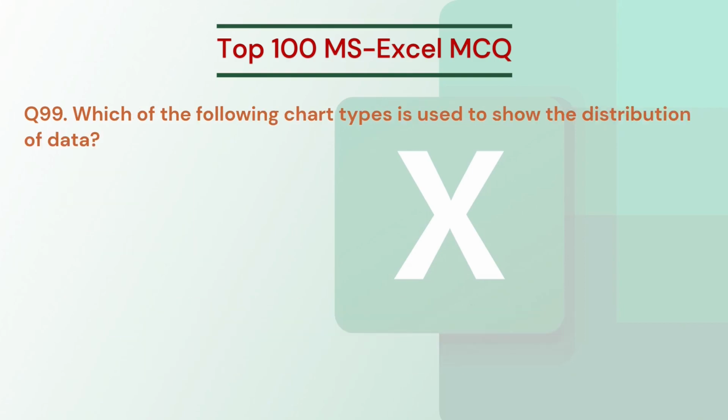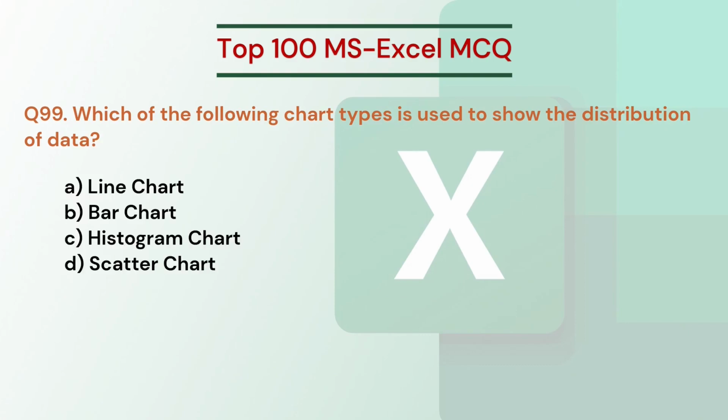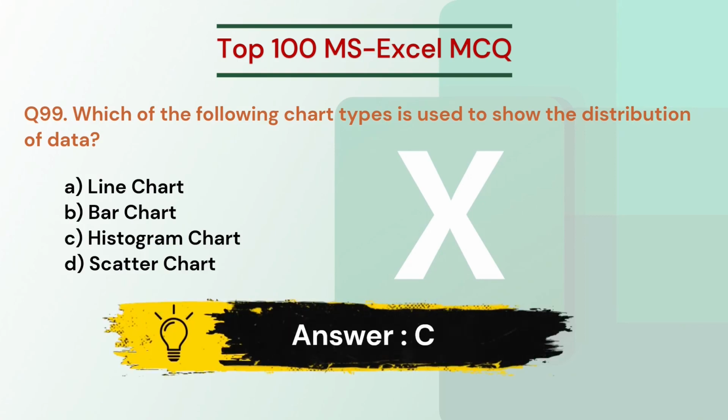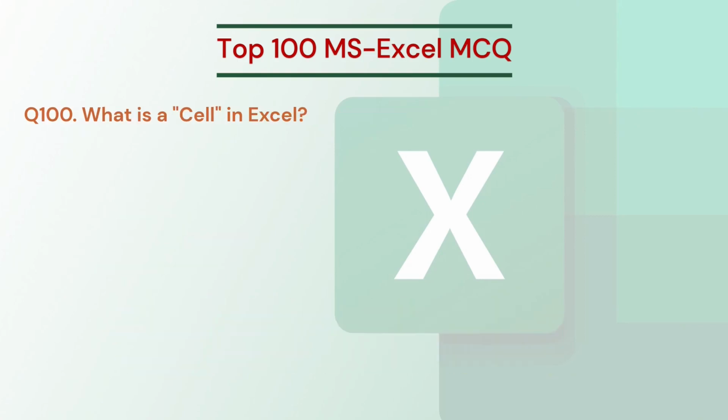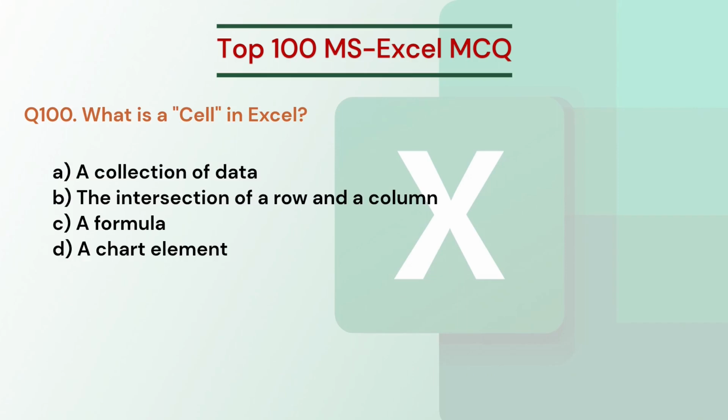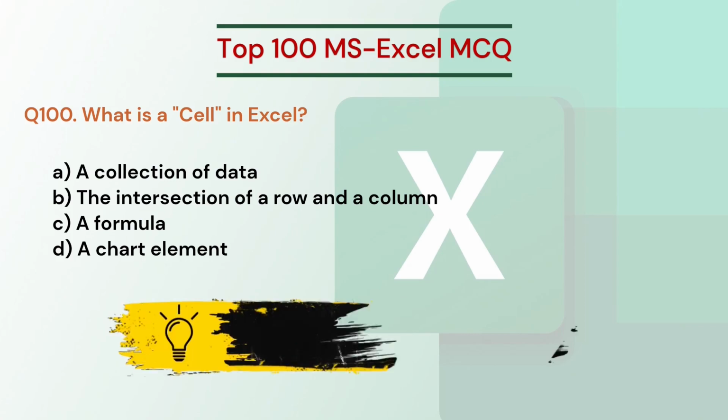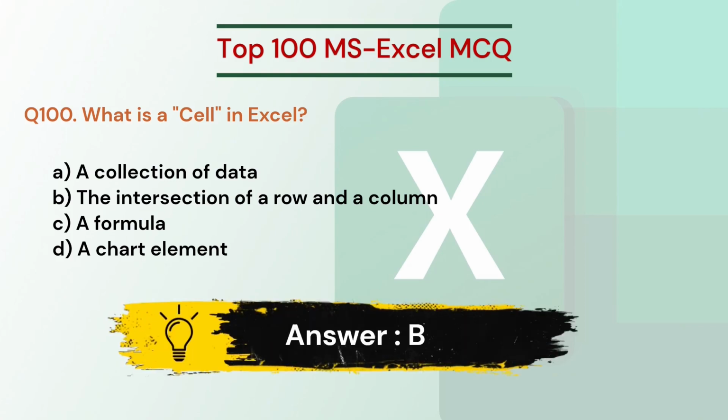Which of the following chart types is used to show the distribution of data? A. Line chart. B. Bar chart. C. Histogram chart. D. Scatter chart. Correct answer is C. Histogram chart. What is a cell in Excel? A. A collection of data. B. The intersection of a row and a column. C. A formula. D. A chart element. Correct answer is B. The intersection of a row and column.